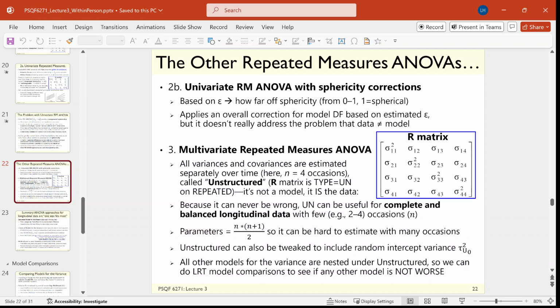Absolutely. So I'm seeing some things in the chat. All variance and covariance are estimated separately and will be different every time. Yep, unique variance and covariance estimated over time. Yeah, absolutely. And so if we have 4 occasions, how many parameters is that we would estimate?